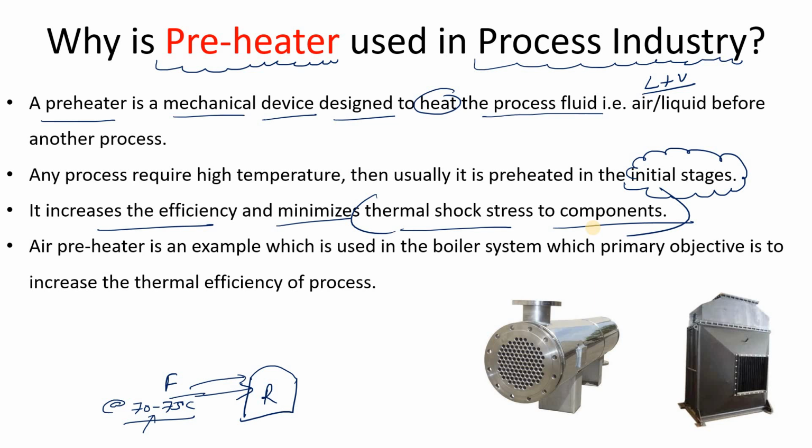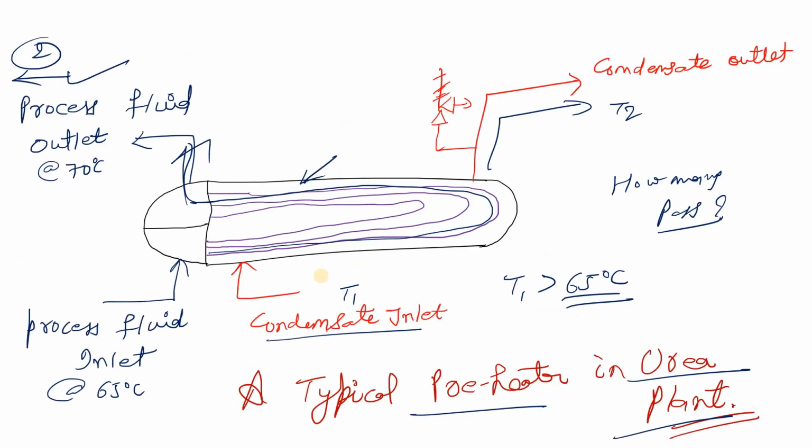Another widely known example of a preheater is the air preheater, which we mainly use in a boiler system to heat the air. So what is the primary objective of this air preheater? The primary objective is to increase the thermal efficiency of the process, right? So I hope you understood about the preheater.